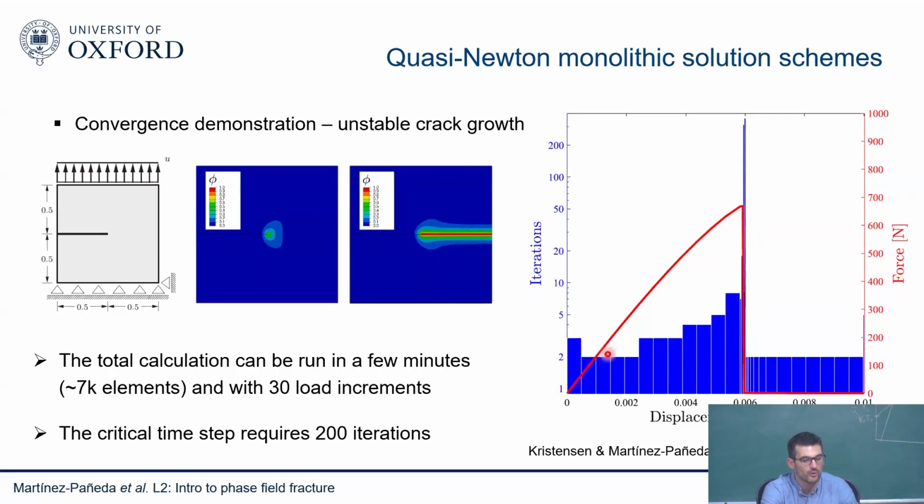What I'm showing here in blue is the number of iterations, and by the way, each of these bars is a time increment. I decided to use 10 load increments. You can actually solve this problem using 12. But I wanted to use more increments to resolve the graph a bit nicely. But you can solve this problem using 12 increments.